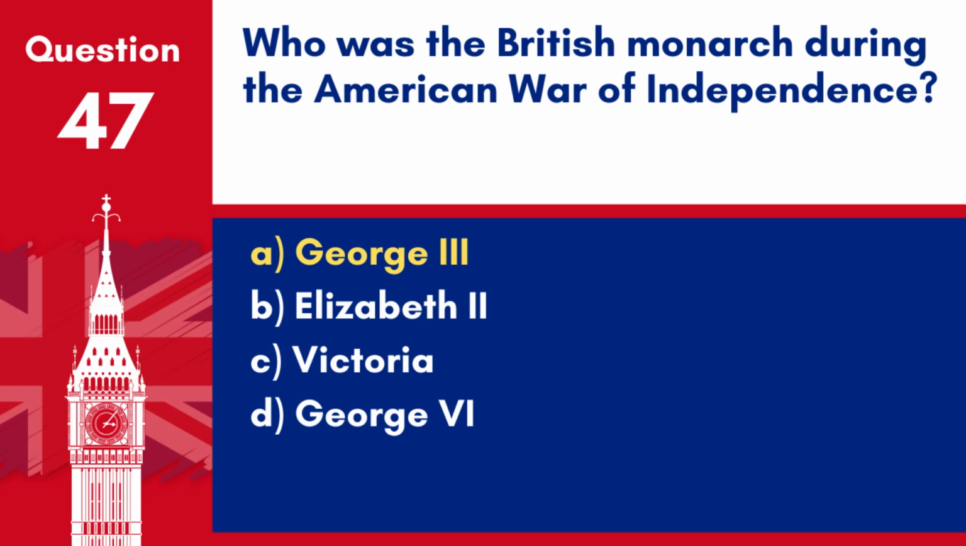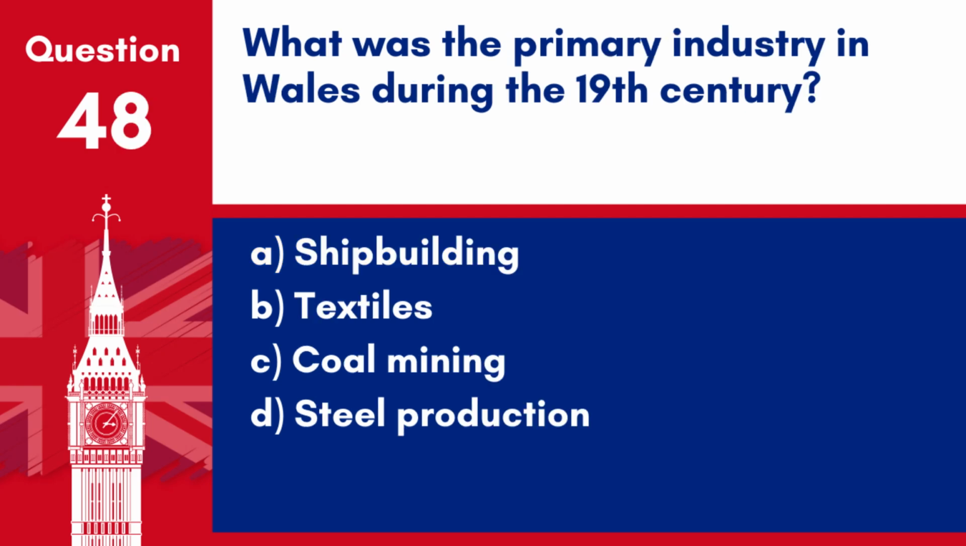King George III was the British monarch during the American War of Independence. Question 48. What was the primary industry in Wales during the 19th century? A. Shipbuilding. B. Textiles. C. Coal mining. D. Steel production. Answer: C. Coal mining. Coal mining was the primary industry in Wales during the 19th century, driving its economy.